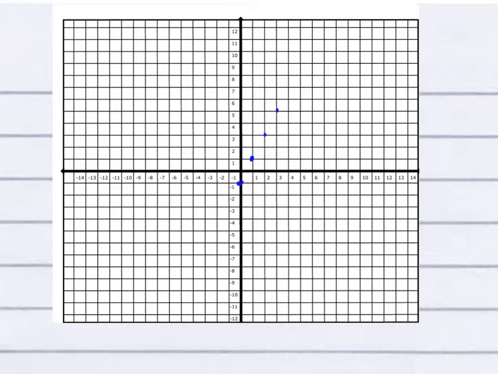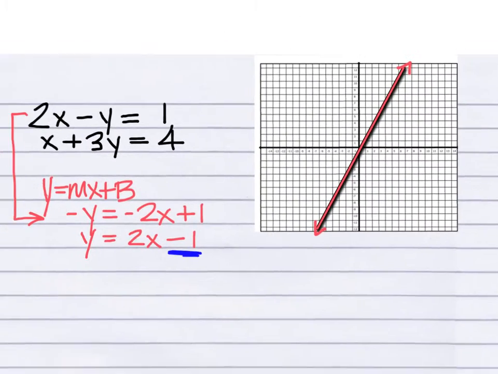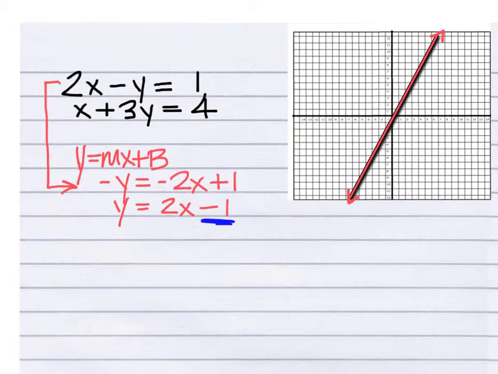Okay, so I'm going to graph this in red and black. And move it over so that it's right on it. There is the graph of y equals 2x minus 1. Now you have to go through and do the same thing for the second equation.